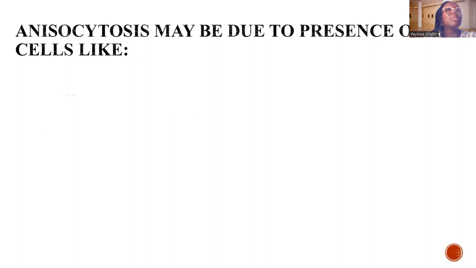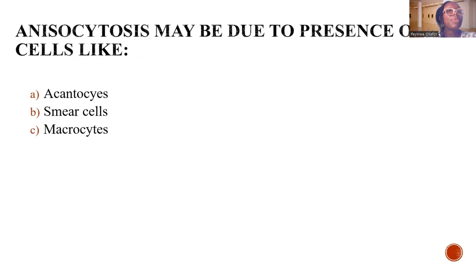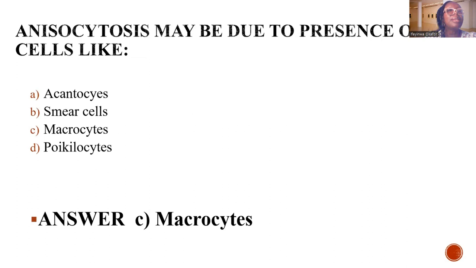Anisocytosis may be due to presence of cells like: A, acanthocytes; B, smear cells; C, macrocytes; D, poikilocytes. Answer is C, macrocytes. Remember, anisocytosis denotes discrepancy in red blood cell sizes, and it can be macrocytes or microcytes. So in this case, macrocytes is the answer, C.